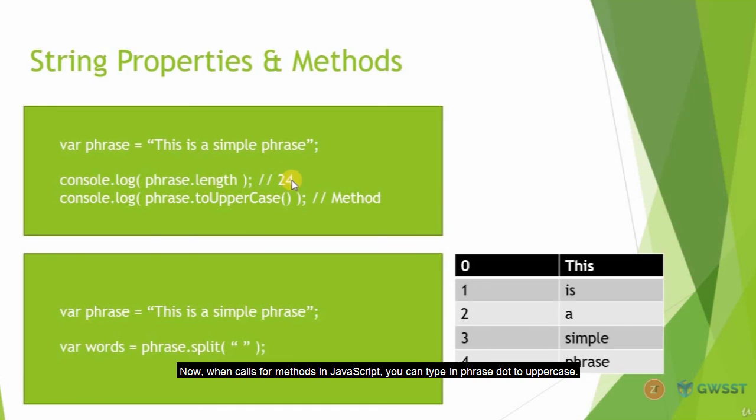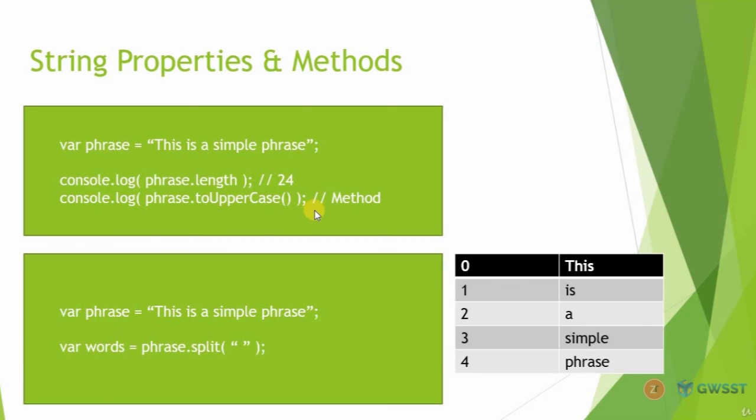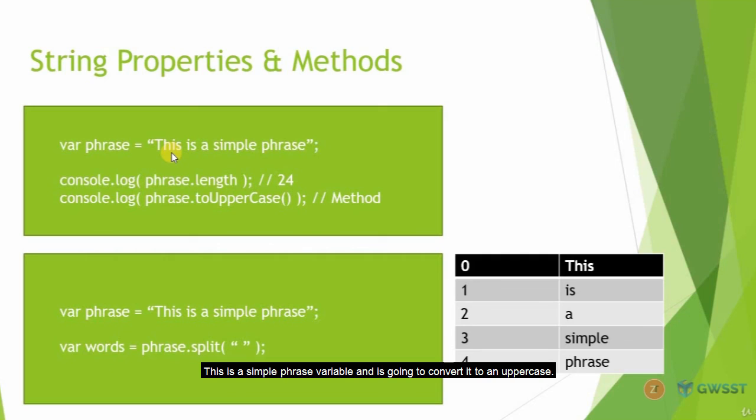Now when it comes to methods in JavaScript, you can type in phrase.toUpperCase. That's a method because you're giving functionality to it. You are telling JavaScript to do something here. It's going to take the entire "this is a simple phrase" variable and convert it to uppercase. There's another method you can try with JavaScript, which is to split it.